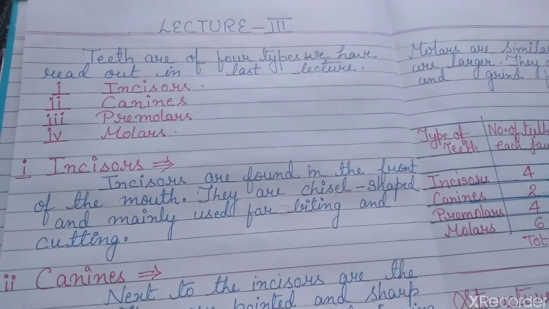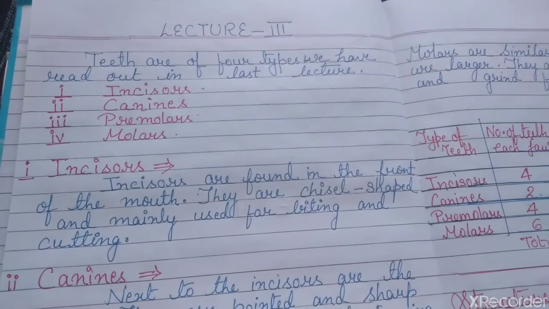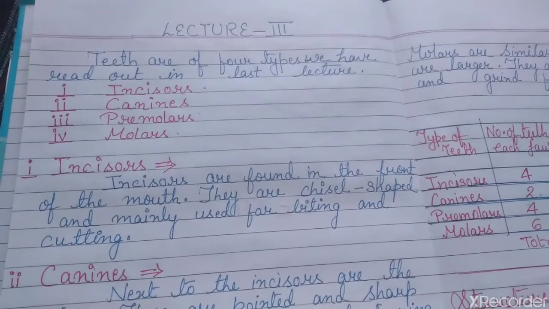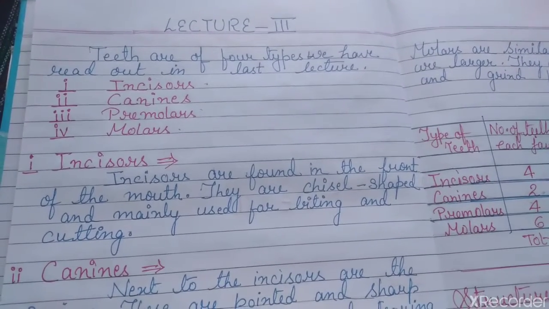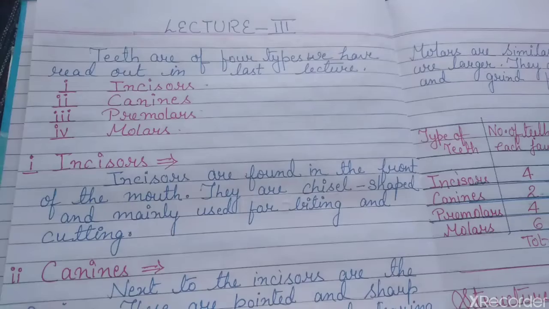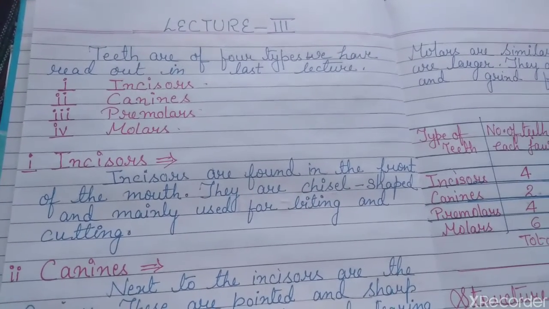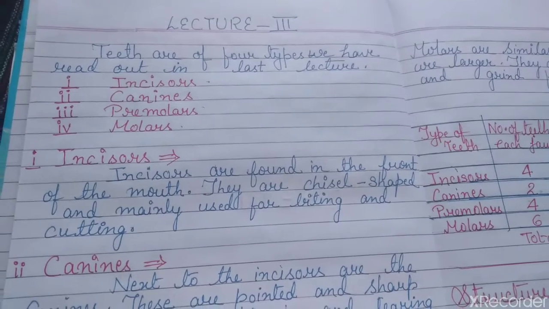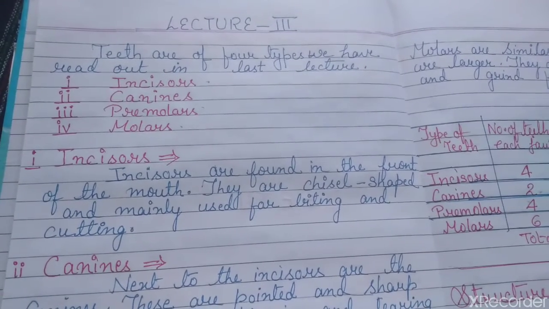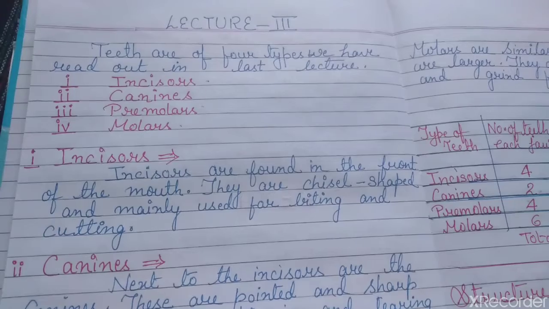In the last lecture, we completed the 4 types of teeth that you can see at the start of this chapter. So today we are going to read about these teeth. What are they? What types of teeth are there? How many kinds are there? What are their important functions? All this is in this chapter.